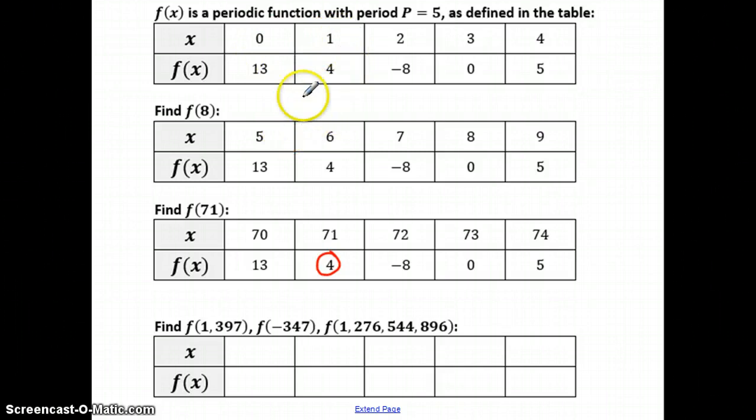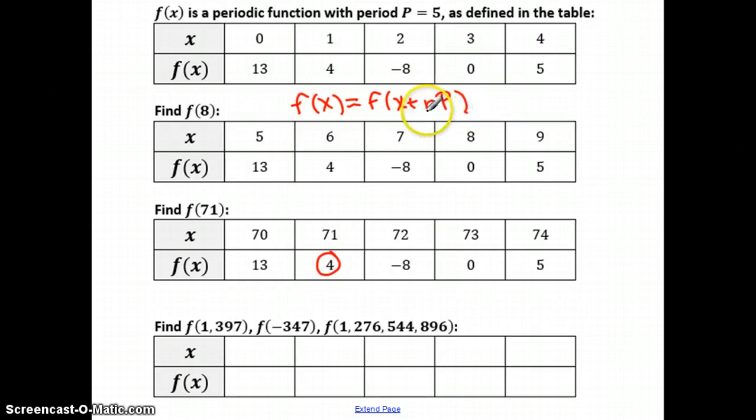One way to specify a periodic function is to say that f of x, any value of x, is going to be the same as the function value when I take x and add some multiple of the period.